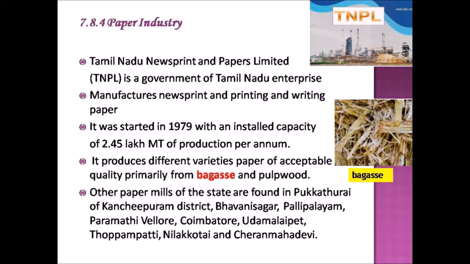Paper industry. Many paper industries are located in the state. Tamil Nadu Newsprint and Papers Limited, shortly called TNPL, is an enterprise promoted by the Government of Tamil Nadu. It is located at Kagidapuram in Karur district. It is the leading manufacturer of newsprint and printing and writing papers at its mill. Newsprint is a low-quality absorbent printing paper mostly used for newspapers. Printing and writing papers are paper grades used for magazines, catalogs, books, notebooks, commercial printing, business forms, and digital printing.